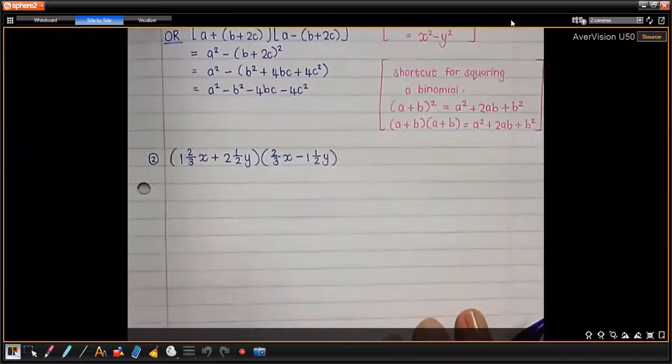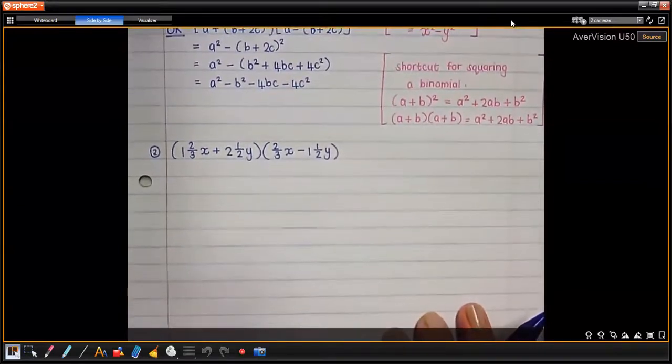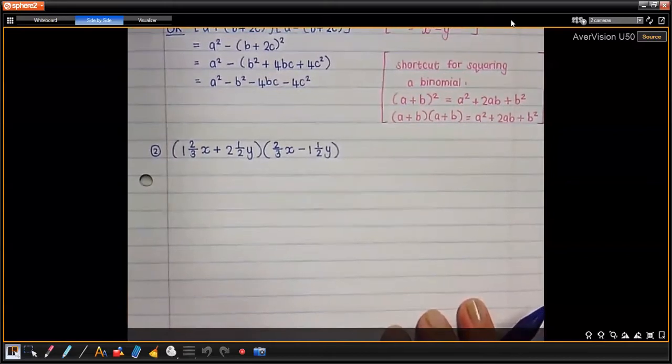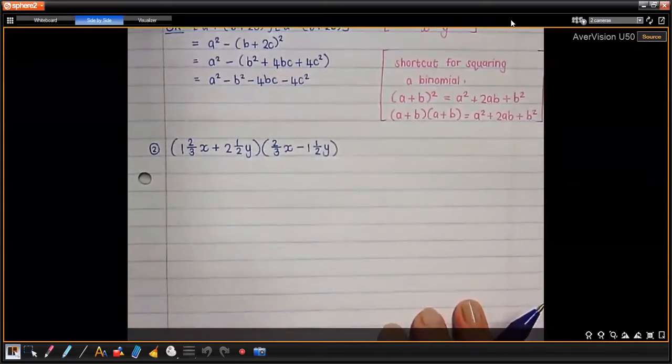All right, guys, let's look at that one. I want you to try to do that on your own without the use of a calculator, please. We are too reliant on our calculators these days. So let's do this without the use of a calculator.